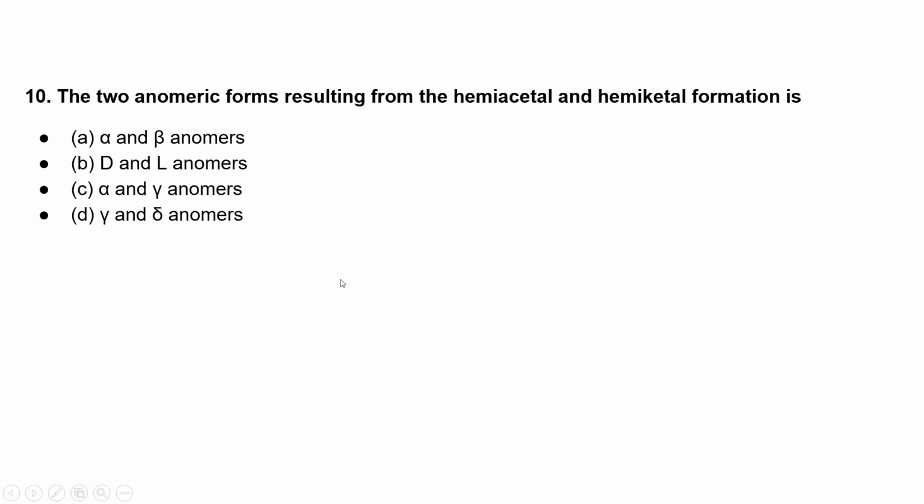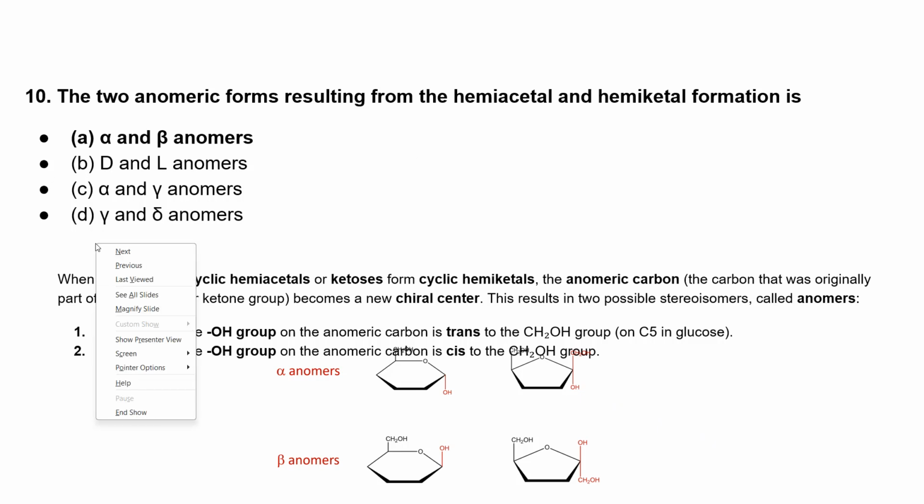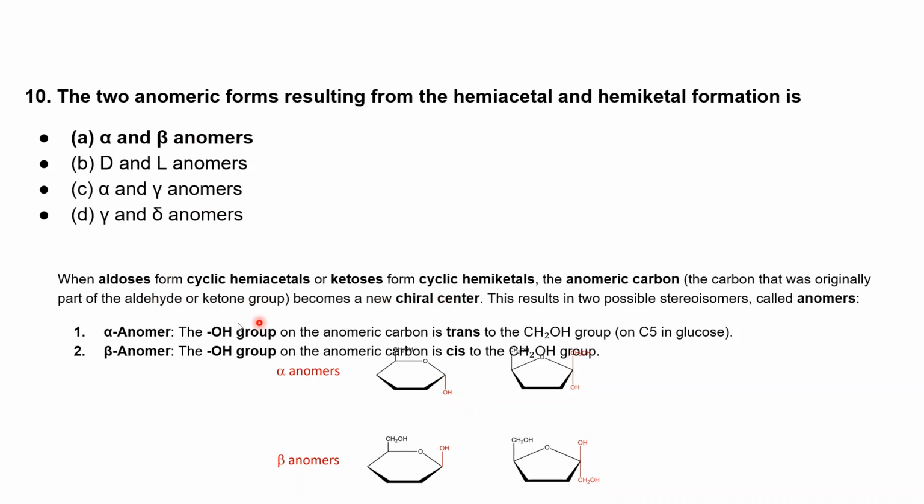So the right answer for this question is the alpha and beta anomer. When aldoses form the cyclic hemiacetal, or ketoses form the cyclic hemiketals, the anomeric carbon that comes from the aldehyde or ketone group becomes a new chiral center. Here it will form the anomer: the alpha anomer is when the OH group on the anomeric carbon is trans to the CH2OH group, and in the case of the beta anomer, this OH group on the anomeric carbon is cis.